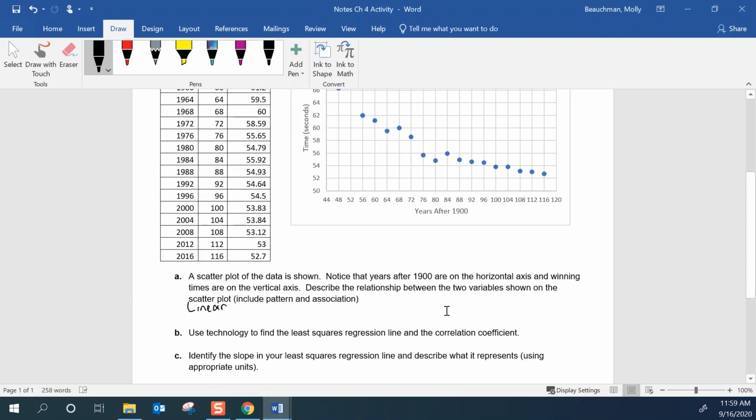So in the activity, notice that as the years increase, the times are decreasing. So this would be a linear negative association. And then explain why that is. As the years increase, the winning times decrease.